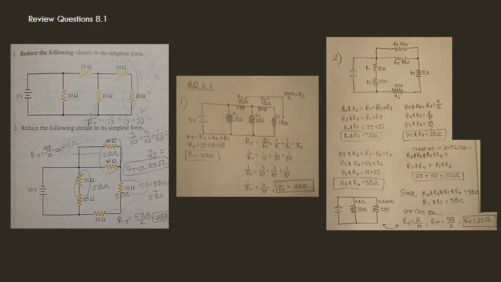First step is to write down your problem. Sometimes you can draw the circuit if it's not shown. In this case it is shown, but I drew it again on the right side of the screen just to clarify things a little bit.